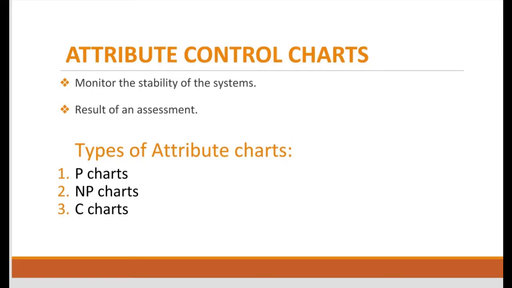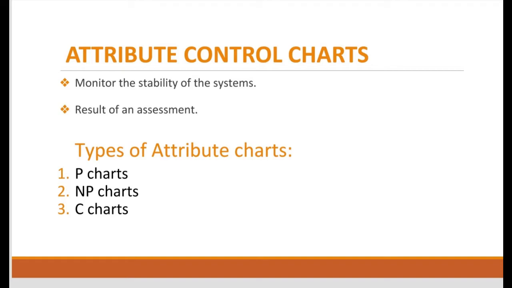Now, let us understand what are attribute control charts. But first, we need to understand what is attribute data. The attribute data is data which counts the number of defective items or number of defects per unit. The important concept here is what you are counting.